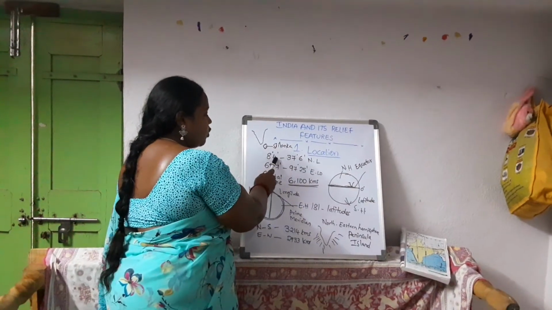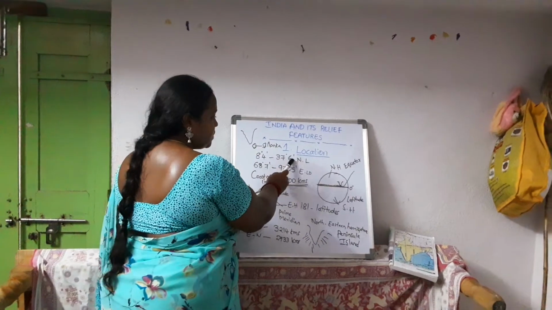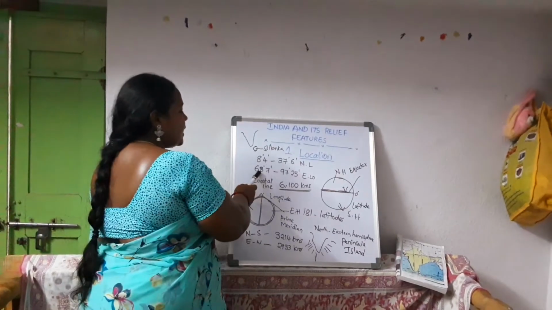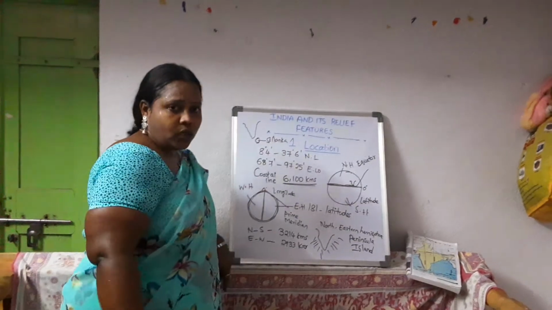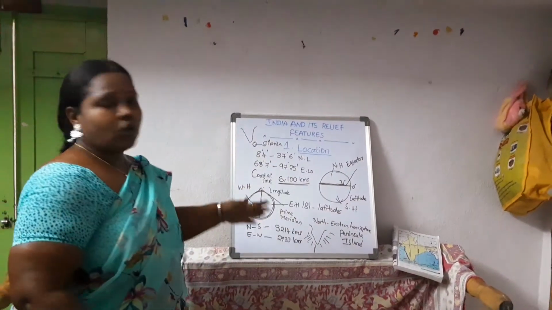So, while coming to location, India is located between 8 degrees 4 minutes to 37 degrees 6 minutes north latitude, and 68 degrees 7 minutes to 97 degrees 25 minutes east longitude. So this is the location of India.